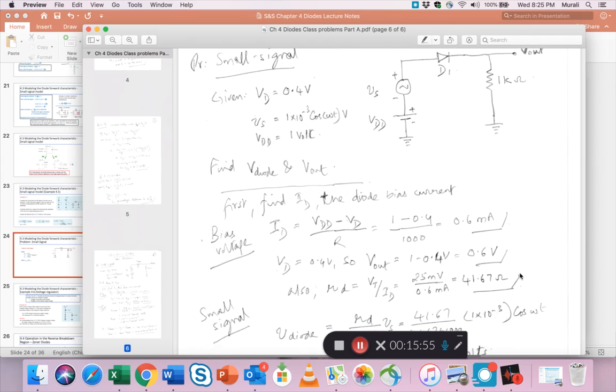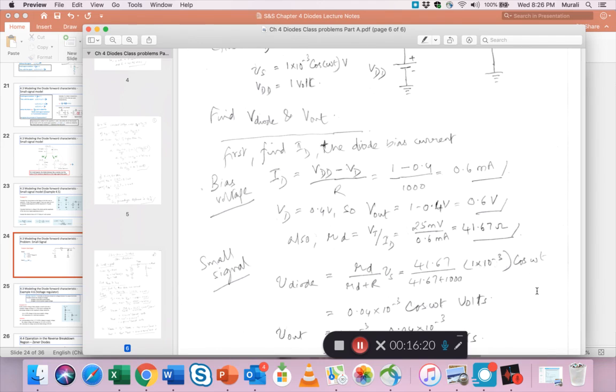Now one other thing that we have to find immediately, because we already calculated the I diode, is to find the R diode, RD, right, the dynamic resistance. So that RD is nothing but Vt, the thermal voltage, divided by ID, and in this case that comes out to be 41.67.